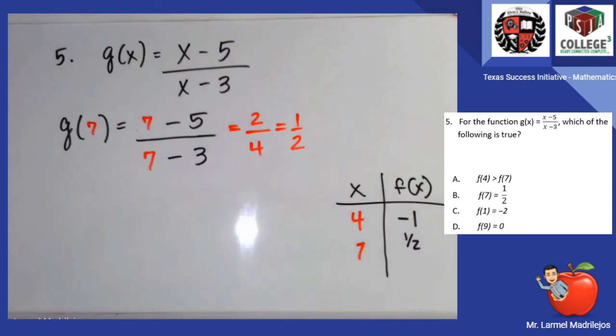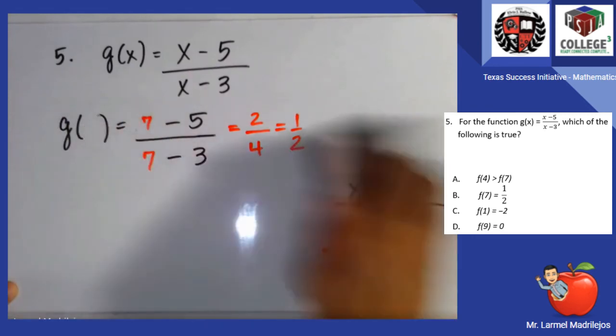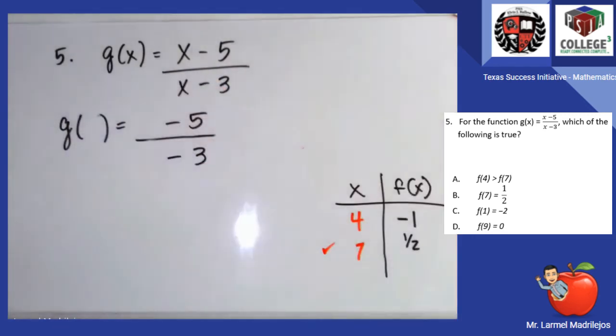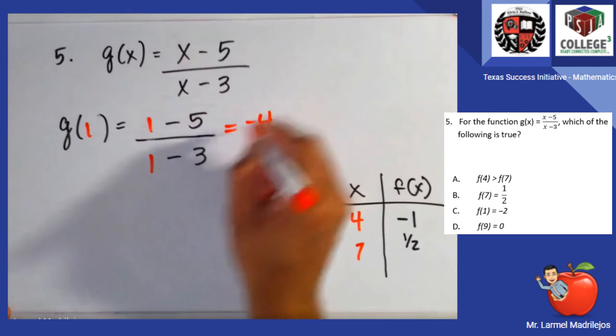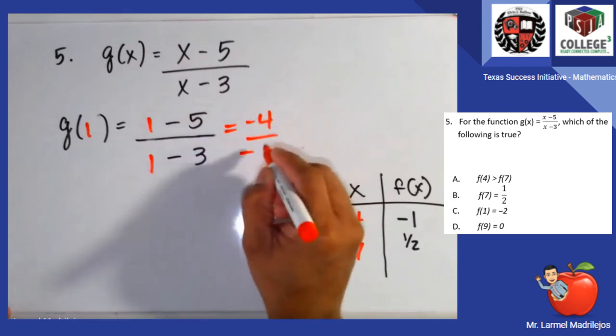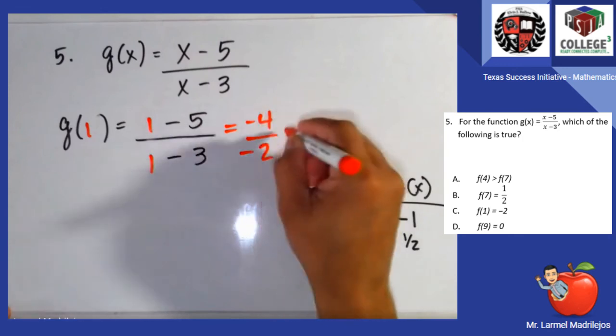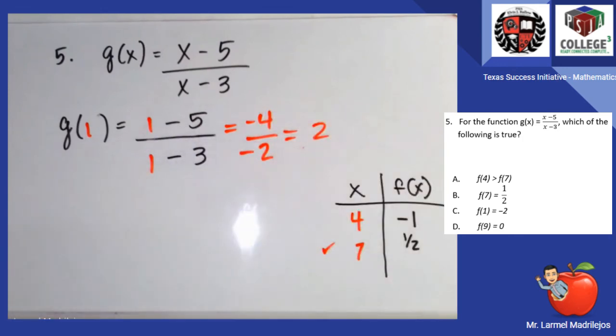So letter B, f of 7, which is this, okay, is equals to 1/2, which is good. Okay, looks like we have a good number there. Let's look at f of 1, letter C. If I change this to 1, 1 minus 5 is negative 4. 1 minus 3 is negative 2. If I divide them, it's positive 2. Is that positive 2, letter C? No. Okay. It's not.